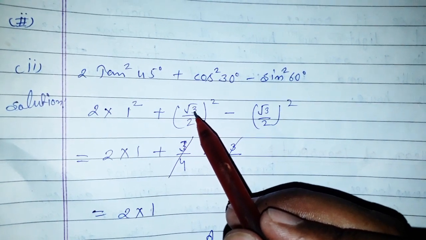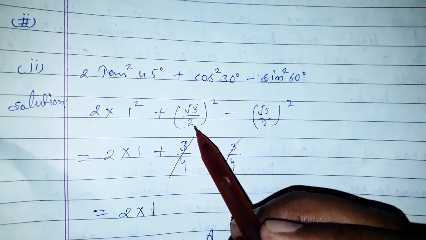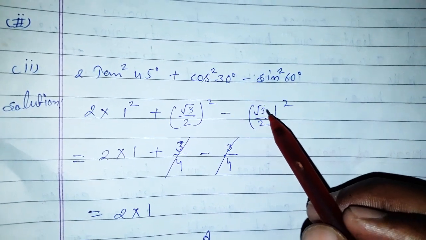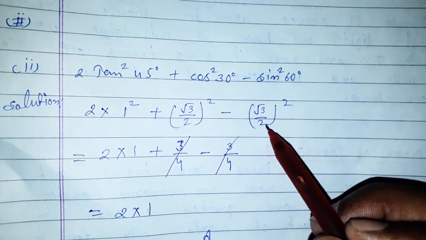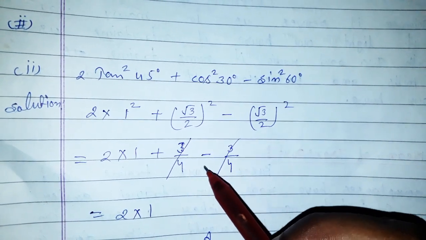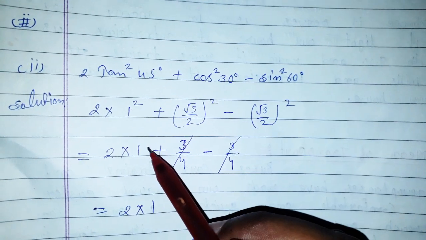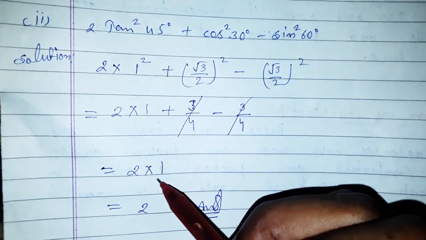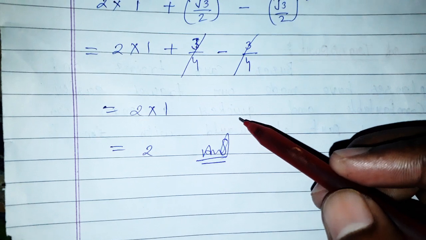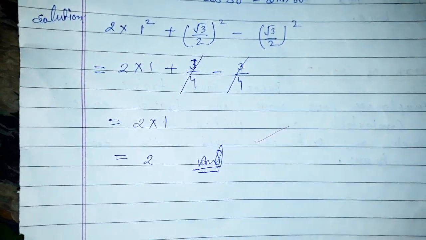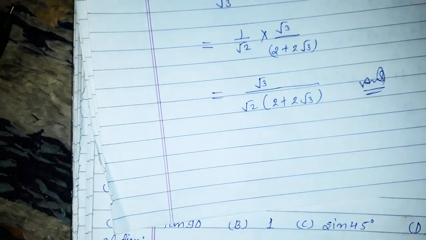Square of root 3 is 3. Square of 2 is 4. Square of root 3 is 3. Square of 2 is 4. But these values are equal with opposite signs, so they cancel. Here 2 into 1 is 2. So this is the answer.